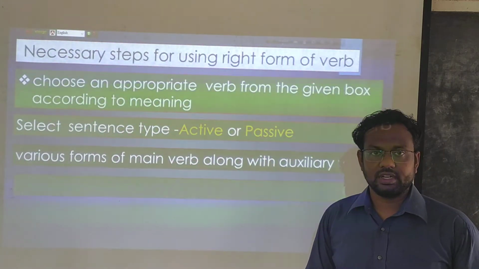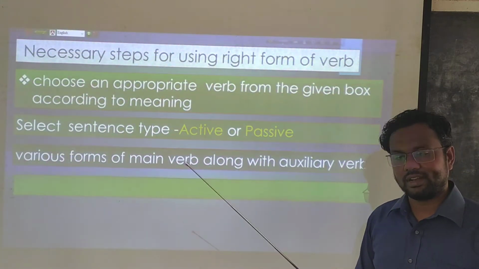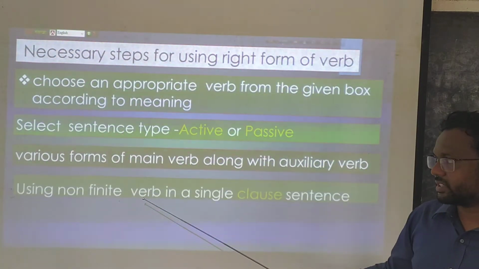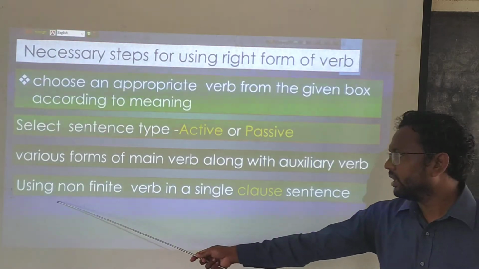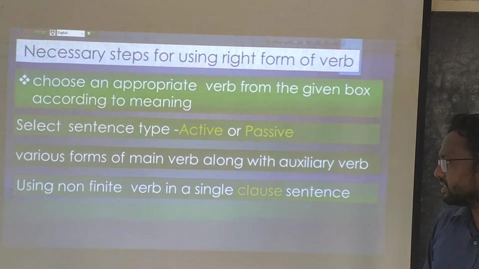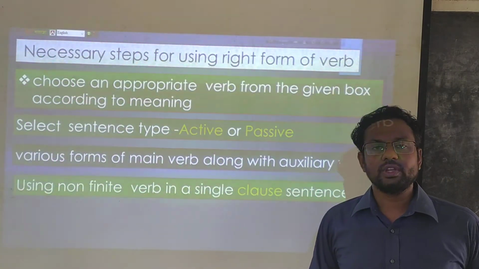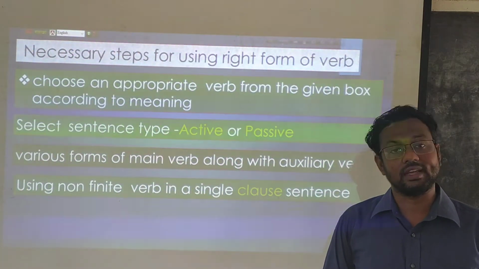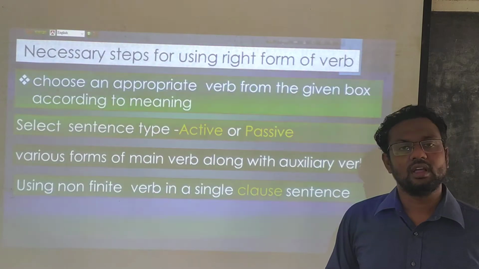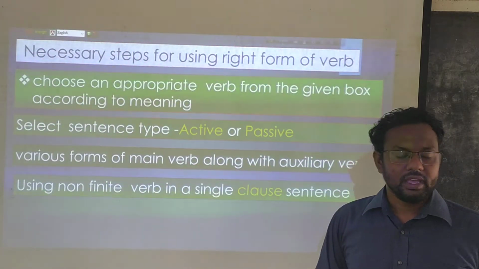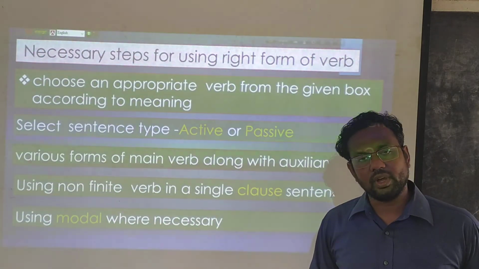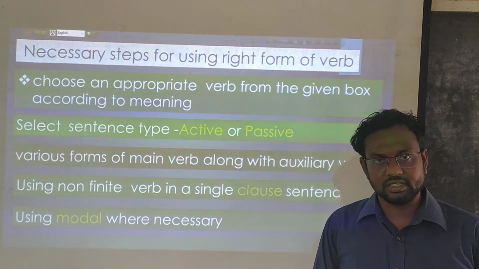Dear students, we will try to understand another class about this topic, and there are some more steps also. Using a non-finite verb in a single clause sentence: whenever you find a simple or single clause sentence, in that case you have to use the non-finite verb. You may use a modal auxiliary verb where necessary.